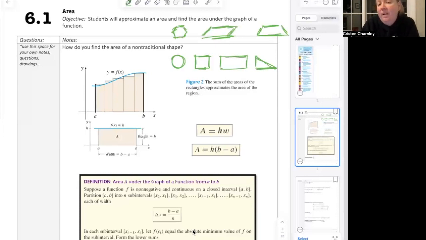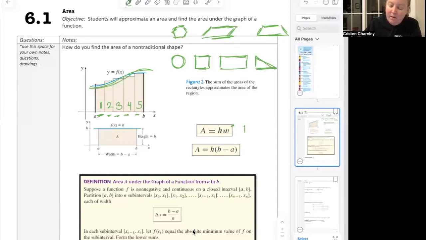But what happens when it's an unusual shape or an irregular shape, non-traditional shape? And so what we're getting at is the area under the curve. So here's my function, y equals f of x, and we're slicing it into rectangles. So we've got 3, 4, 5 rectangles. So what we can do is find the area of each rectangle, add those together, and that gives us the area underneath the curve.